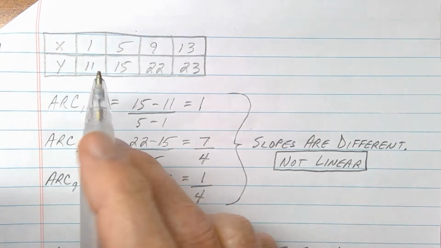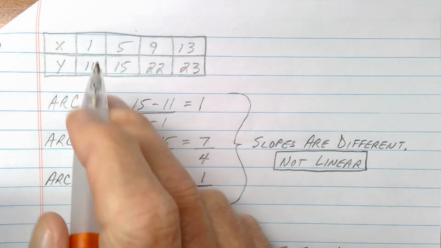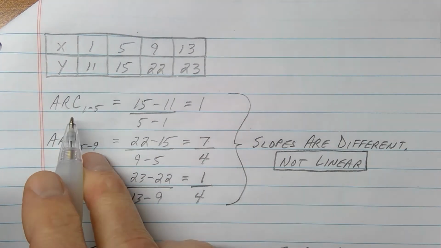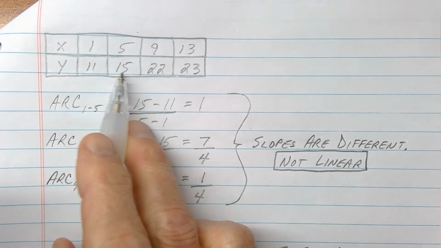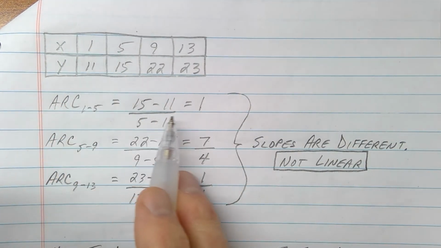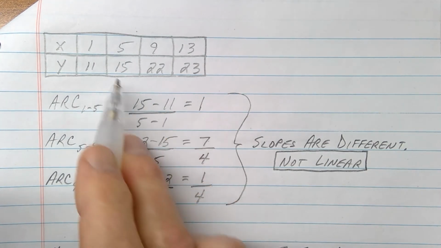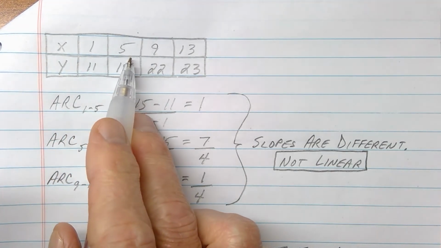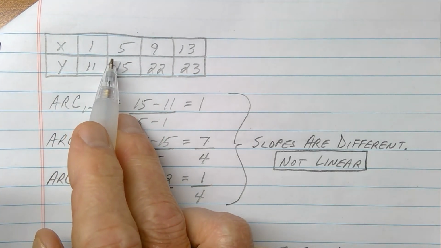All right, let's do a table that turns out not linear. So I'm going to check the slope from 1 to 5, the average rate of change from 1 to 5. y minus y over x minus x works out to be 1. So it appears so far, just from checking the slope from this point to this point, that I have a line with a slope of 1.